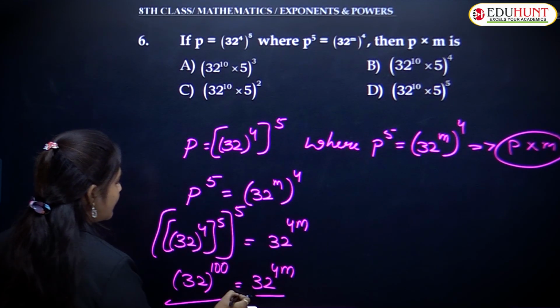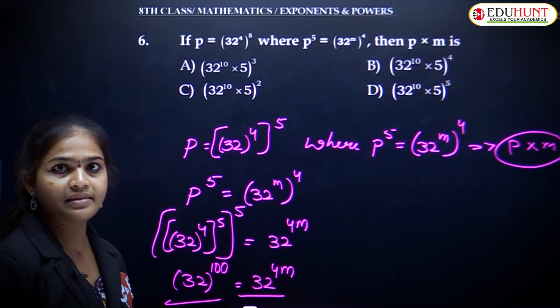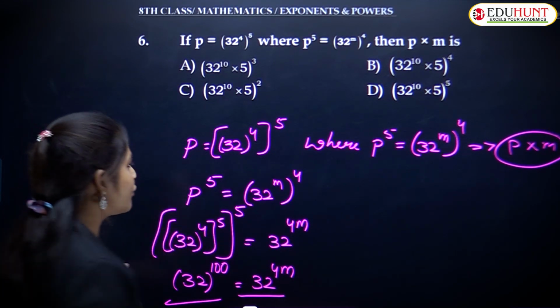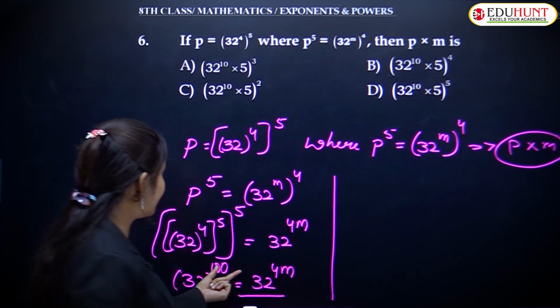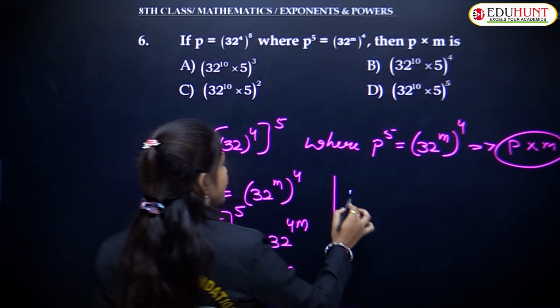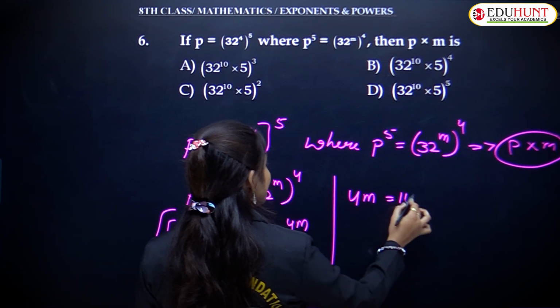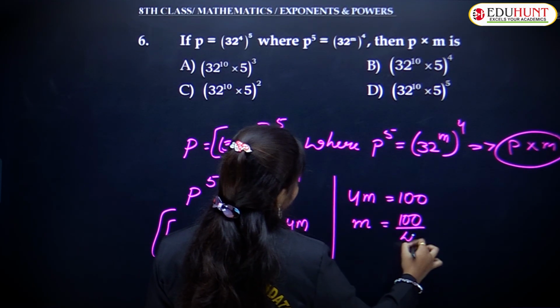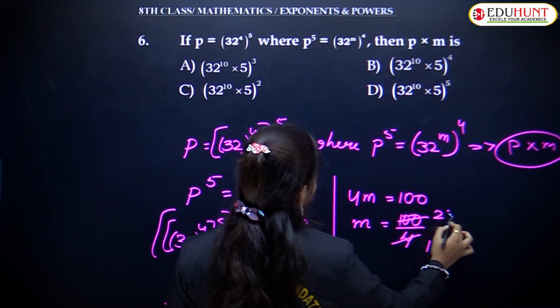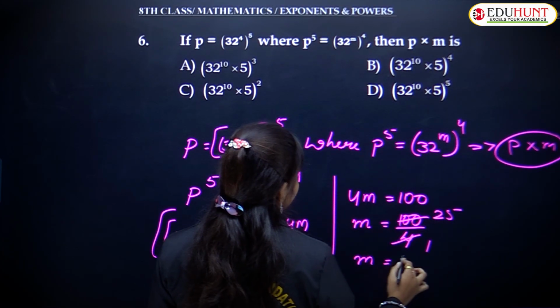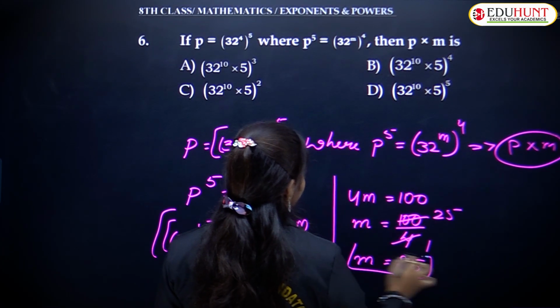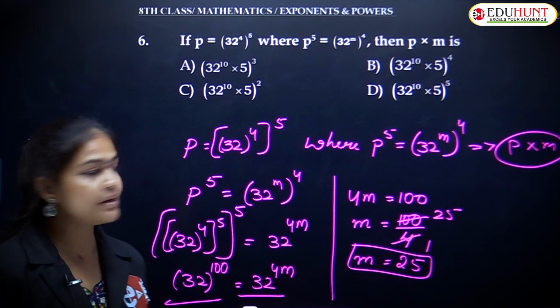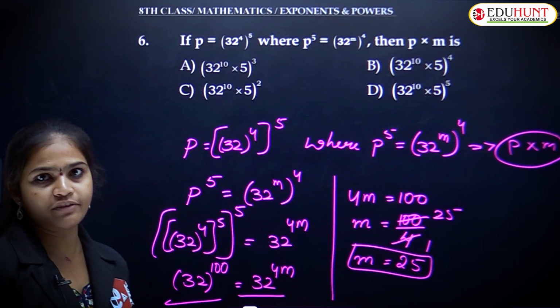So here we can say that as the bases are equal, their exponents must be equal. So from this, 4m is equal to 100. So m is equal to 100 by 4. 4 times 25 is 100. So m is equal to 25. Understand? So what is the value of m here? m is equal to 25.